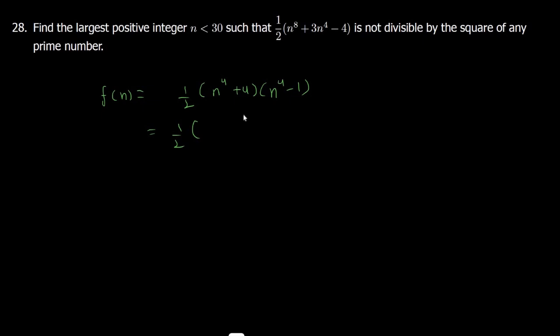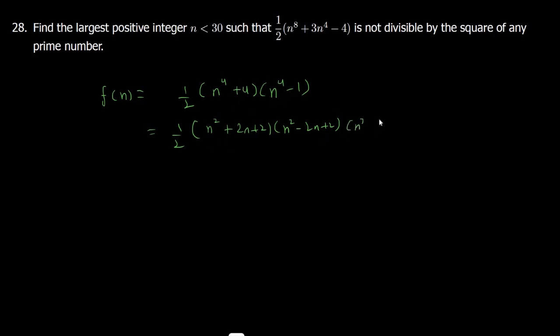For the first one, we can write it as (n² + 2n + 2)(n² − 2n + 2). So one wants a proof. You can try to make it a perfect square. For that, you will need to add 4n² and subtract 4n², then use a² − b². We will get these factors.